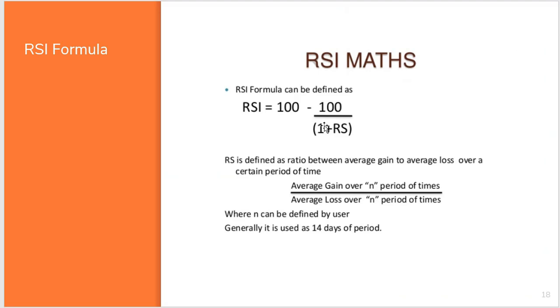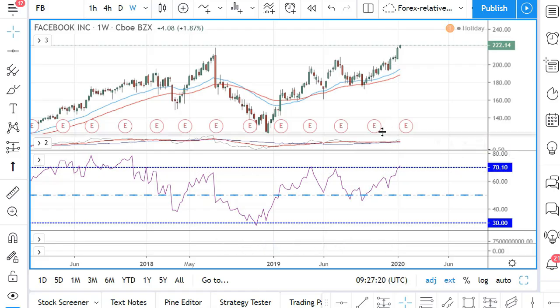So here, RS is defined as the ratio between average gain and average loss over a certain period of time. Meaning average gain over, for instance, n periods, 14 periods of time, divided by average loss over 14 periods of time, where n can be defined by the user, which I just did. Let's get to the chart and see what that actually means.